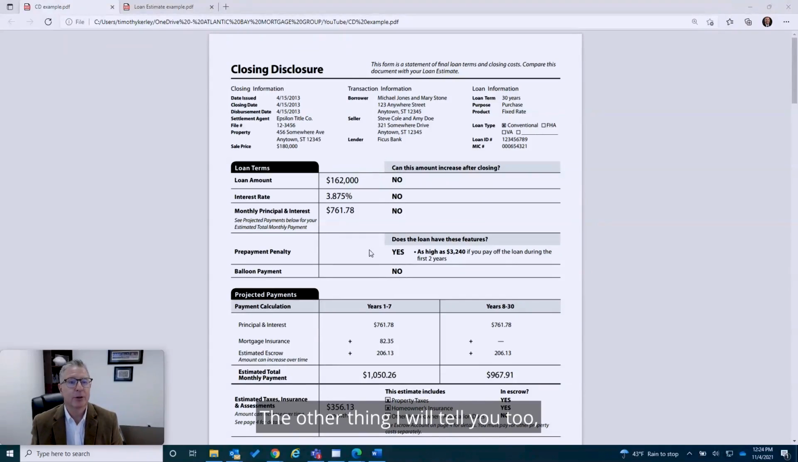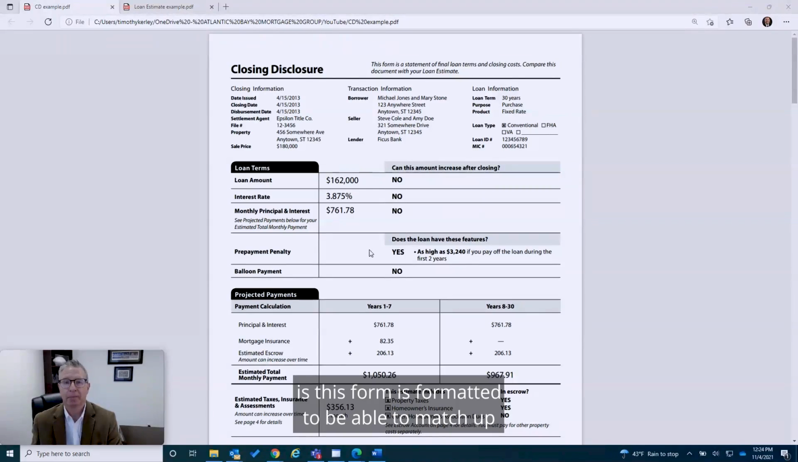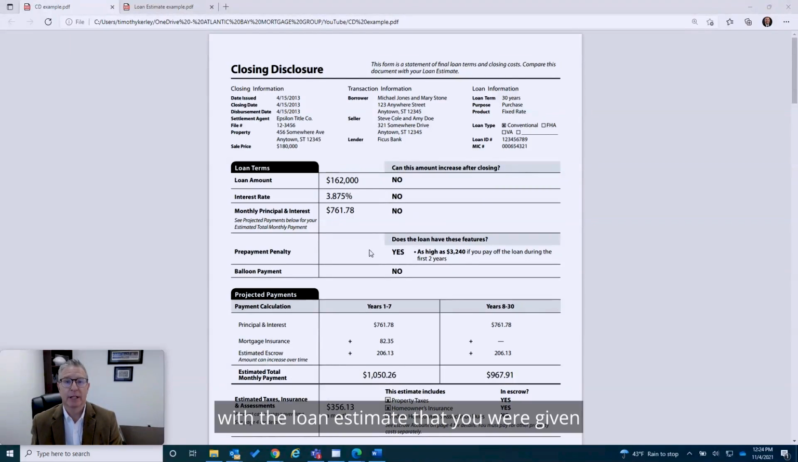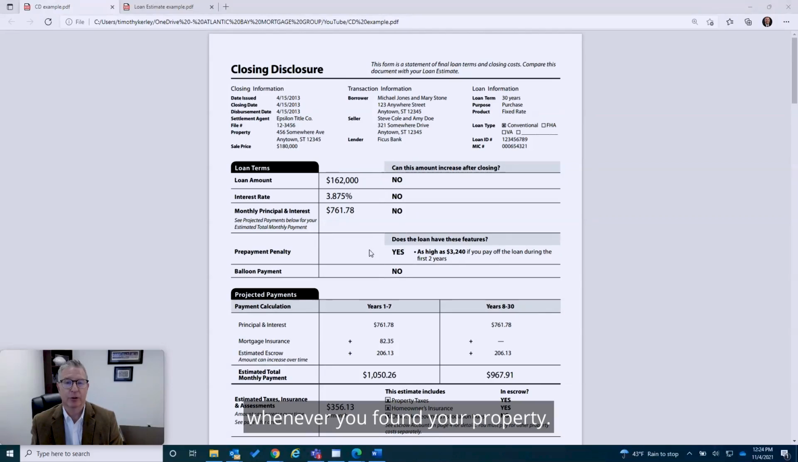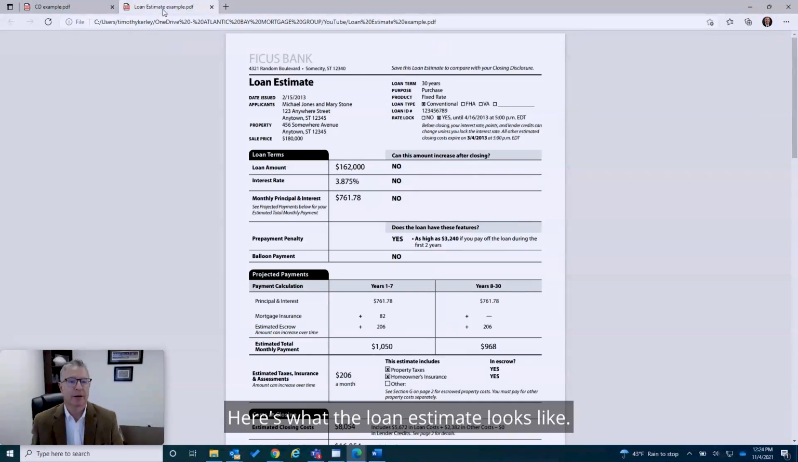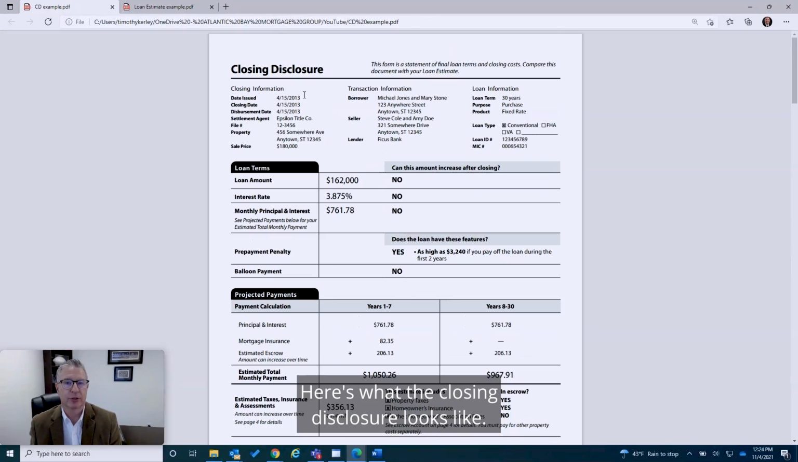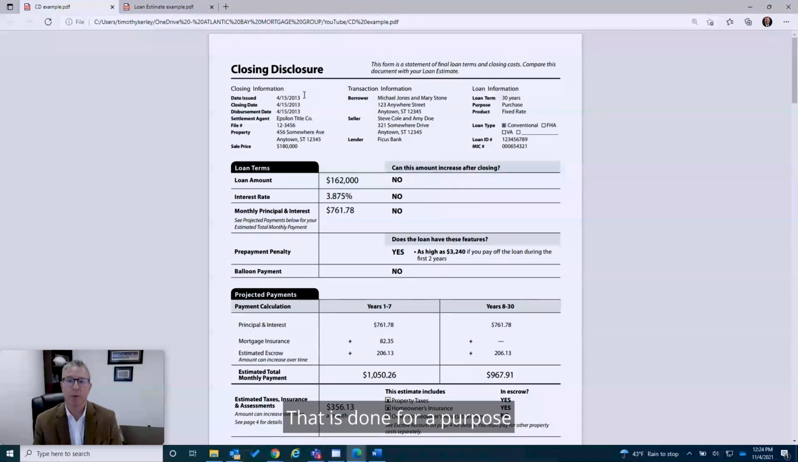The other thing I would tell you too is this form is formatted to be able to match up with the loan estimate that you were given at the beginning of your application process whenever you found your property. Here's what the loan estimate looks like. Here's what the closing disclosure looks like. That is done for a purpose so that you can hold those two forms up side by side when you get to closing and see what matches. Although there's another section in the closing disclosure that shows you anything that was changed, they're meant for you to put them side by side and see what has changed in this transaction since we started the process. Okay, so let's look at the closing disclosure.